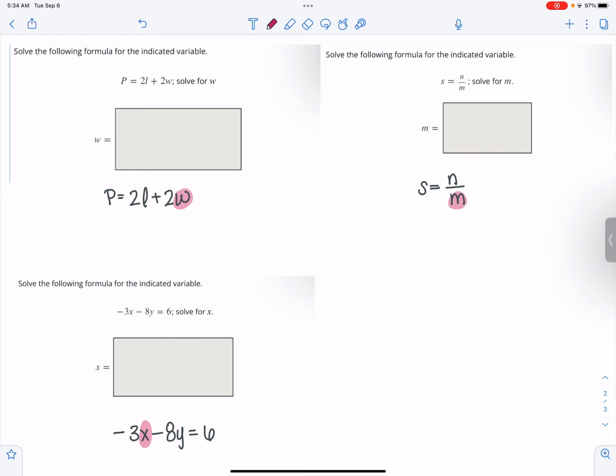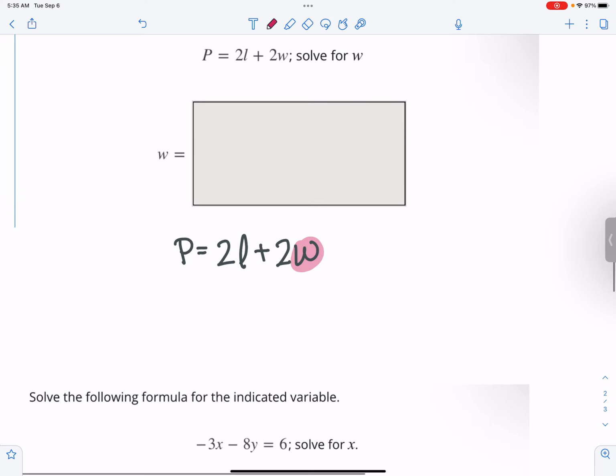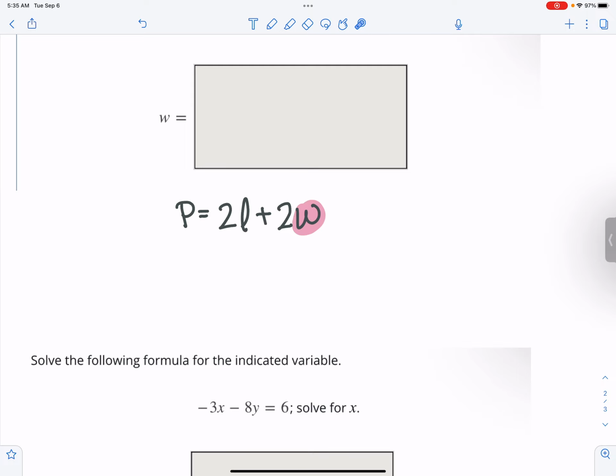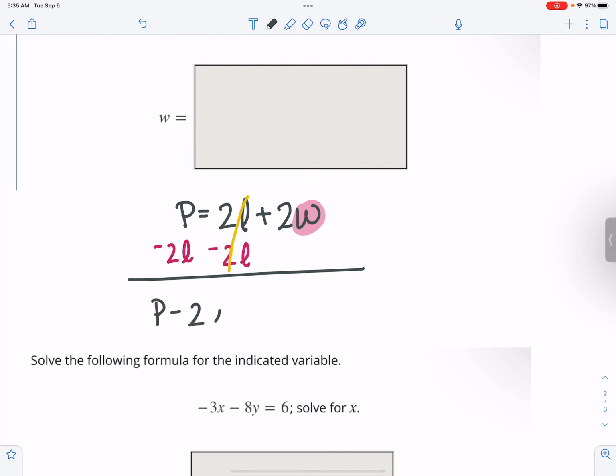These last 3 problems are solving literal equations. We did a couple of examples in the other video, or maybe we just did one, but here are some more examples. This first one says solve the formula P equals 2L plus 2W for W. The first thing I need to do is get rid of the stuff that is not immediately touching the variable. Since I'm solving for W, I need to move over the 2L to both sides. Those are going to cancel and leave me with P minus 2L equals 2W.